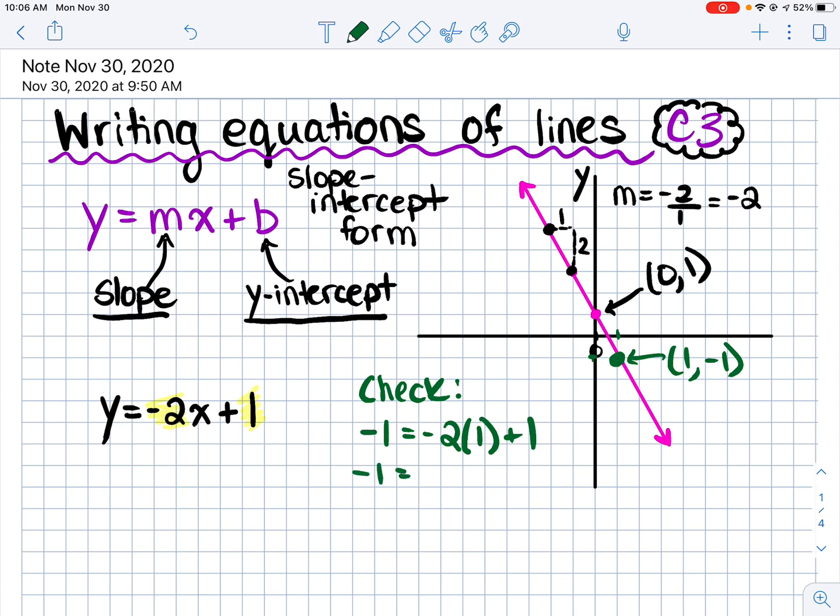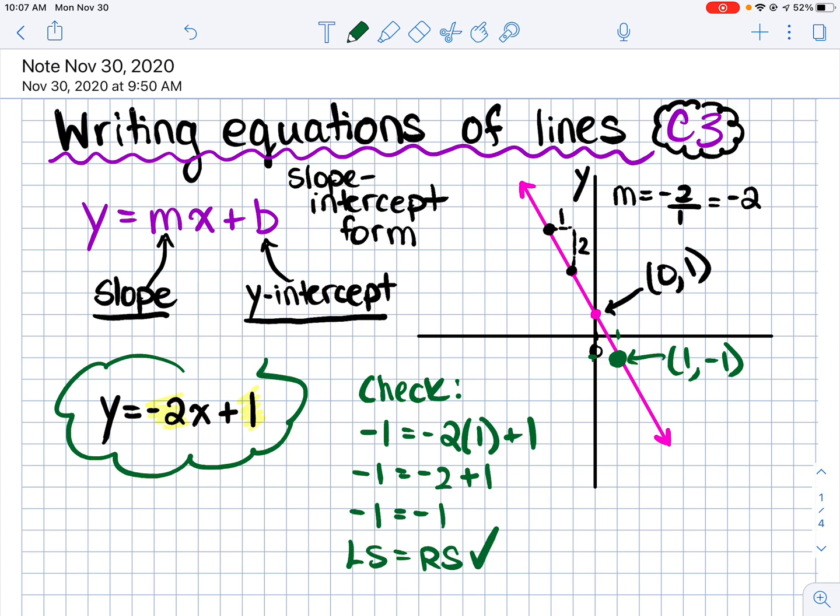I'll just do the math on each side. Negative 2 times 1 would be negative 2. So negative 1 equals negative 2 plus 1, which is negative 1. You can see here that the left side is equal to the right side. That's a good thing. That means our equation is true. We did it right. It also means this point is actually on our pink line. Also good. So you can test out to see if points are on your line, and you can test out to see if your equation works by subbing in x and y values. But this is the actual equation of the line.